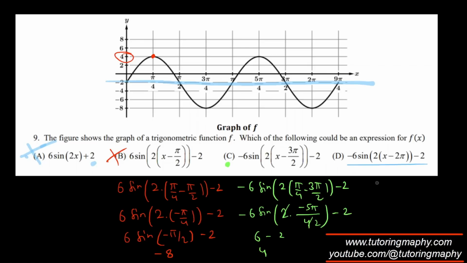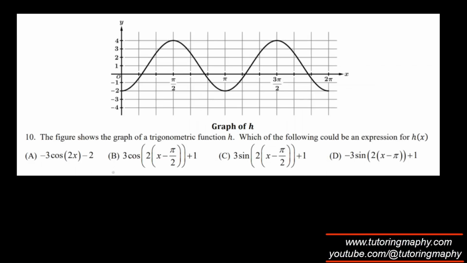Let's try this one. So if I plug in pi over 4 here, this will become pi over 4 minus 2 pi, which is negative 7 pi over 4. And 2 times 2 is 4. Sine of negative 7 pi over 2 is 1, and 1 will become negative 6. Negative 6 minus 2 is negative 8. No, it's not negative 8. It has to be 4. So correct choice is, of course, option C.